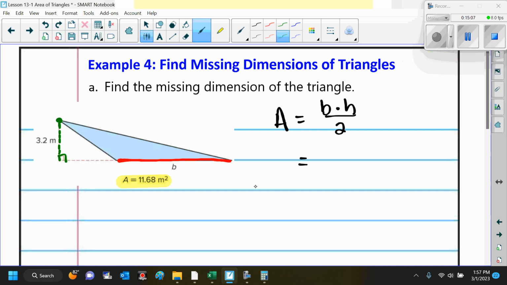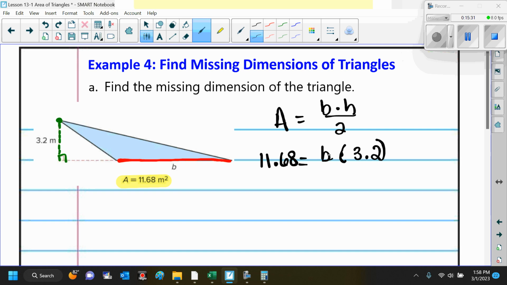So now we have all our information. Now we'll substitute in. So the area is 11.68. The base is what we're looking for, so we're just going to put in the B for base, okay? Times the height, which is 3.2.